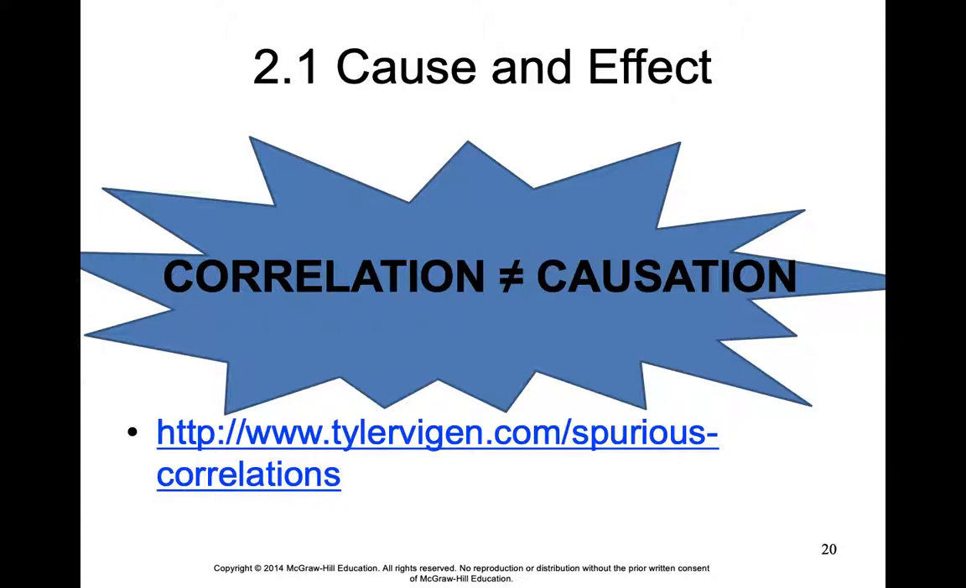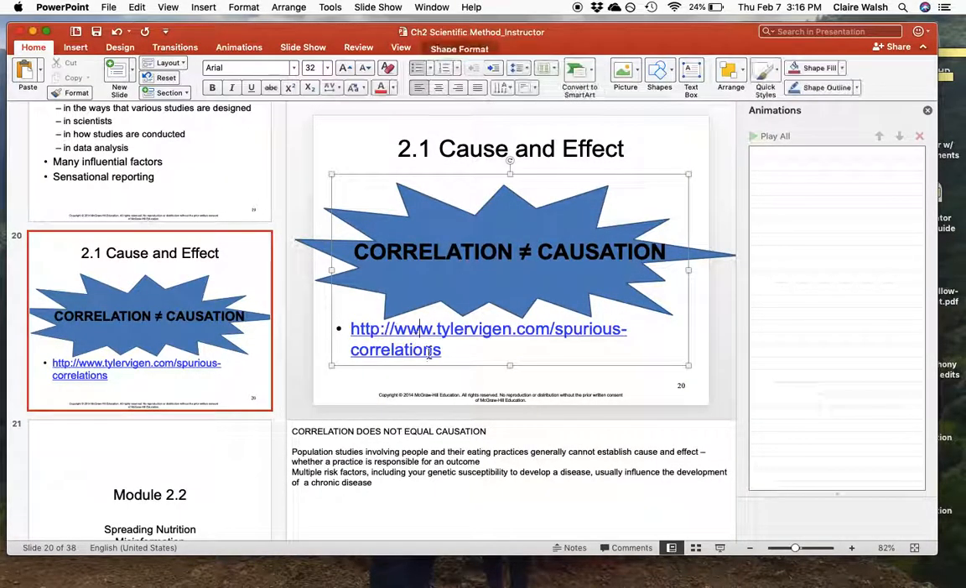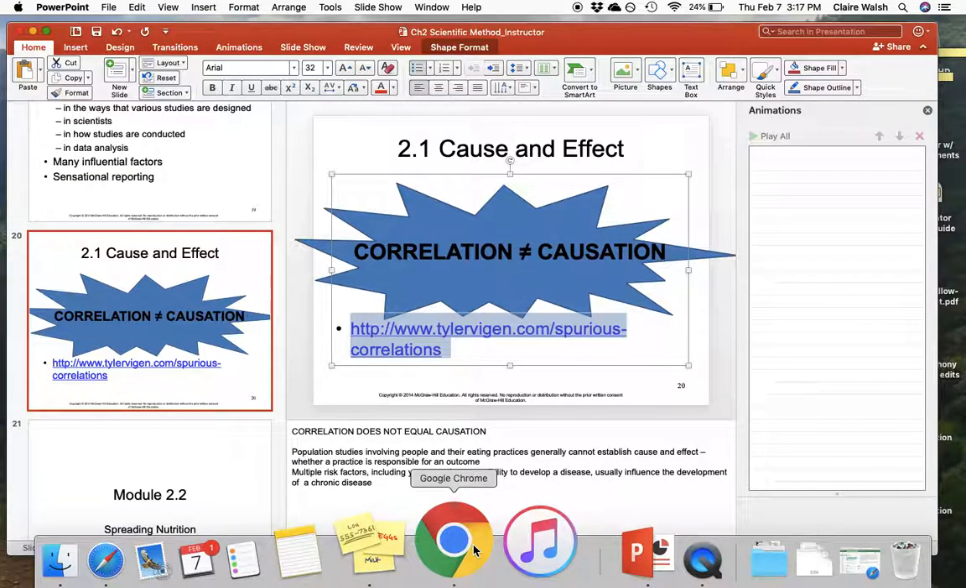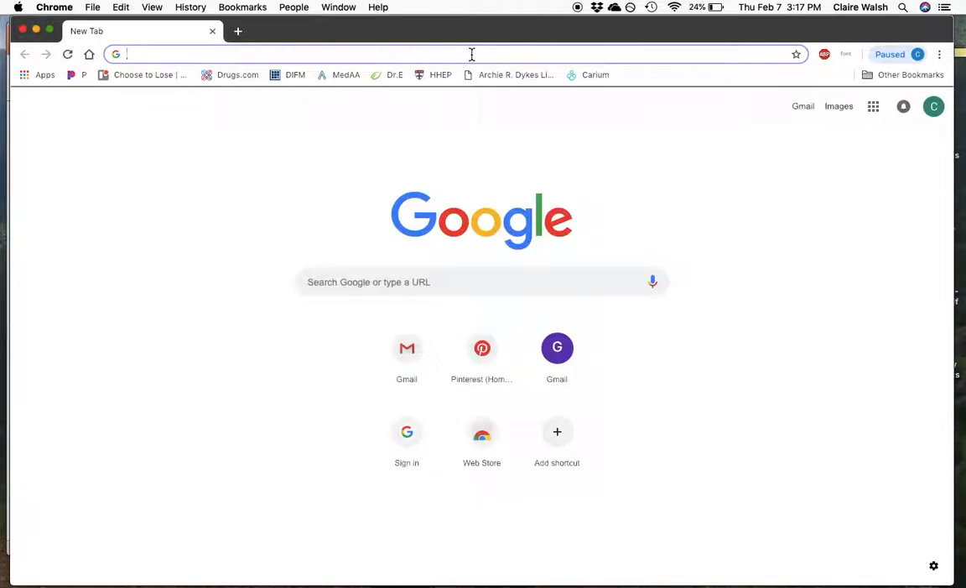Multiple risk factors, including genetic susceptibility to develop diseases, usually influence the development of chronic disease. So there's just no way to look at these big population studies, which are the majority of nutrition studies, and determine any sort of causative effect from one thing to another. And as a way to illustrate this, I have this really fun website that I'd like to bring up and show you all. Spurious correlations, rather.